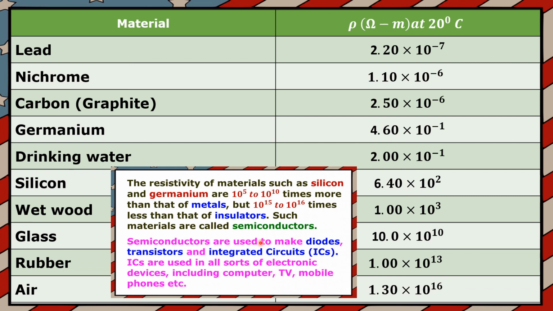Semiconductors allow the current to flow through them partially. Very small currents are allowed to pass through these materials called semiconductors, germanium and silicon. So semiconductors are used to make diodes, transistors and integrated circuits. Okay, and integrated circuits or ICs are used in all sorts of electronic devices including computers, TV, mobile phones, etc.